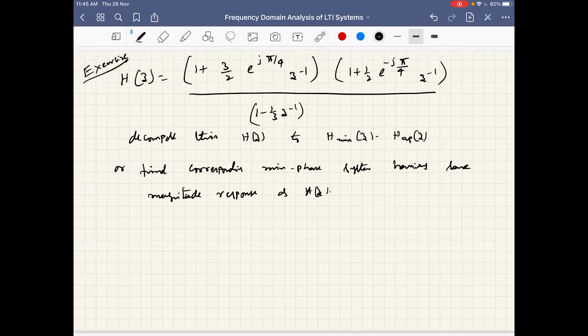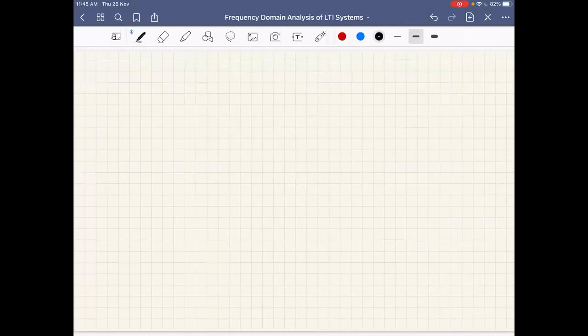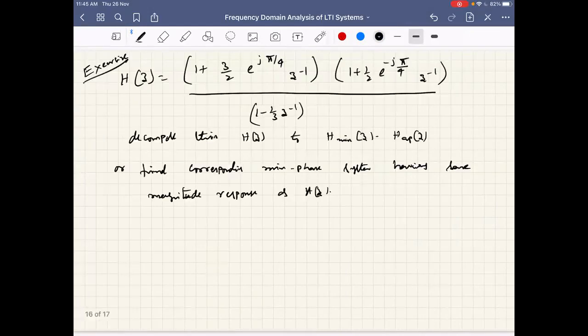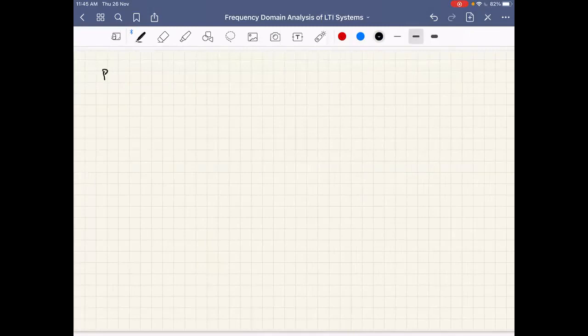Okay, right. So we will discuss very briefly what will happen to the phase, the effect of phase on this decomposition. Also see some properties of minimum phase systems.